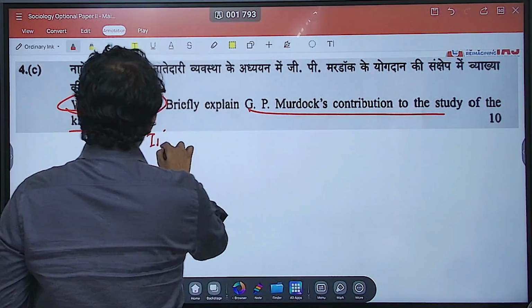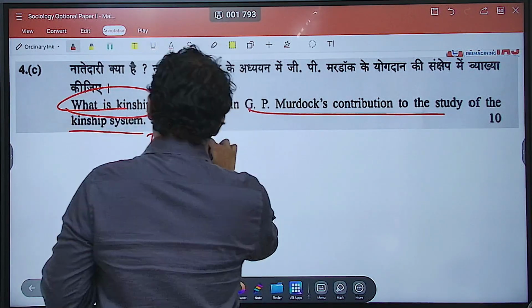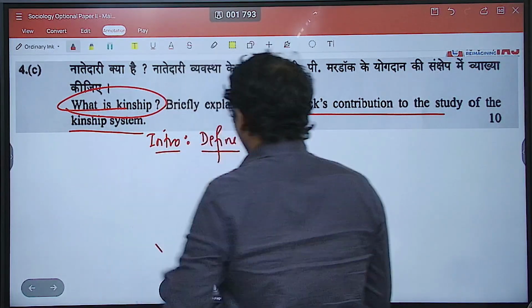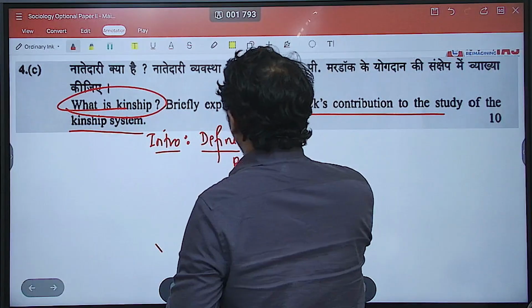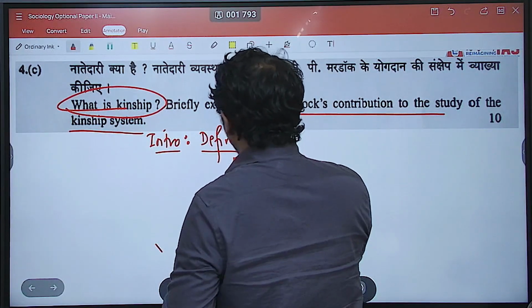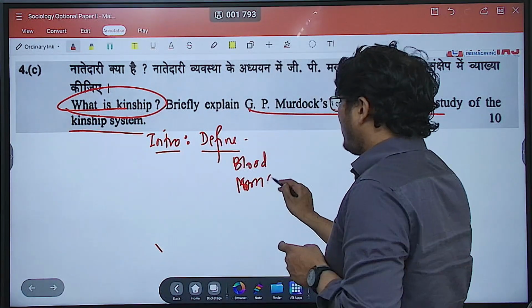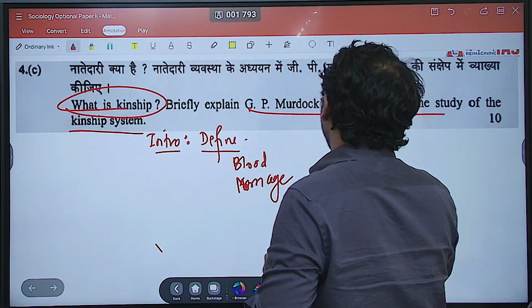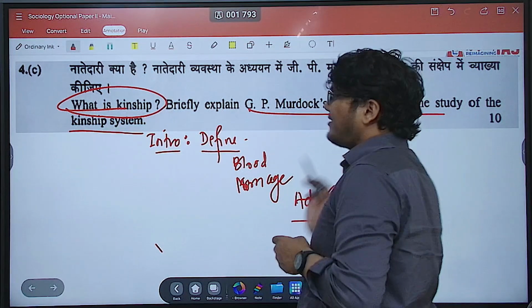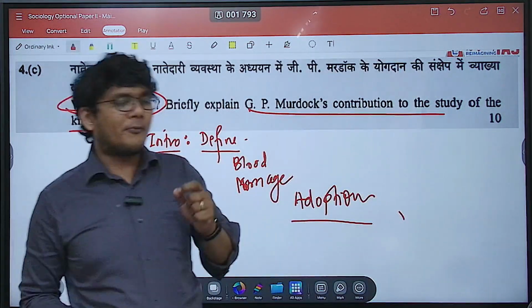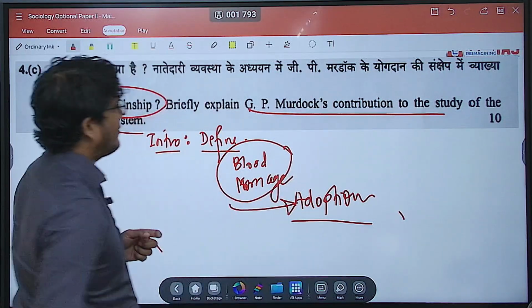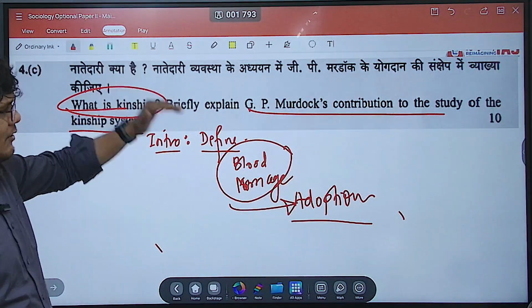So in the introduction only, you start by defining what is kinship. Then you talk about how it is established through blood ties, how it can be established through marriage, as well as adoption can also start a kinship system. So do not forget adoption. Generally we write this and we forget, but this is also going to be important. This is going to be your introduction and the first half of the body.